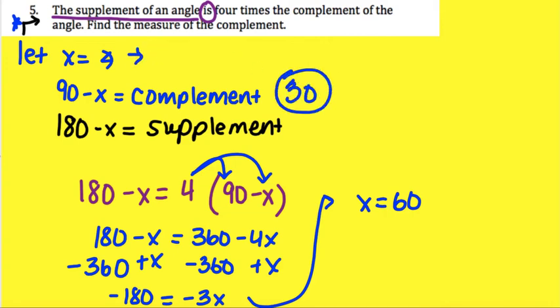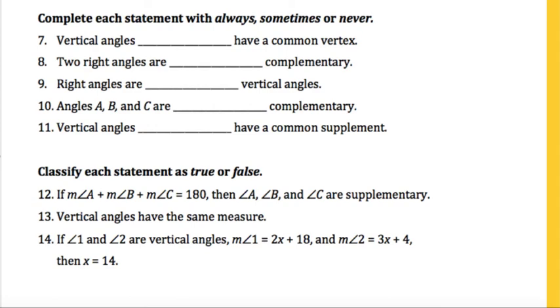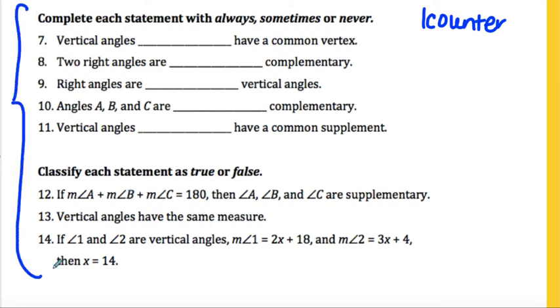Okay? All right, I also gave you some always, sometimes, and nevers, just some reminders and some true falses. You're looking for one counterexample. If there's one counterexample on a sometimes, always, or never, then you're going to go with sometimes. If there's one counterexample on a true false, then it would have to be false. So I'm going to have you try 7 through 14. We'll go over those in class, and the answers are posted on the filled-in note packet.